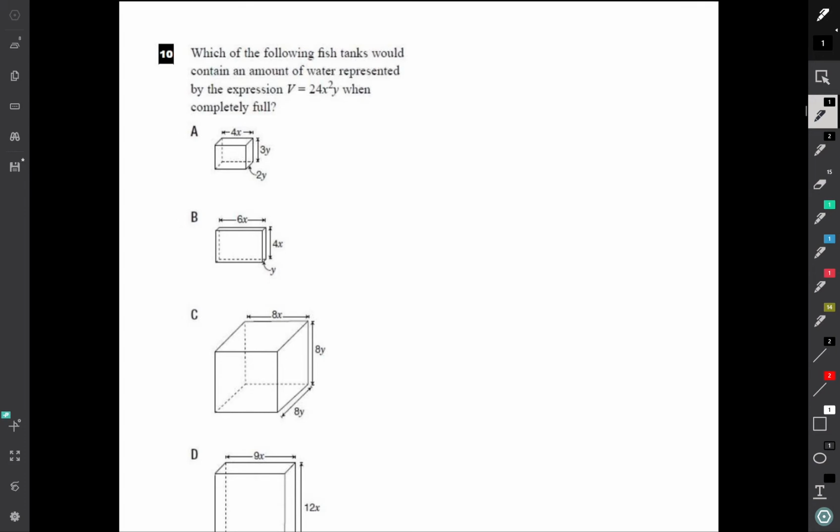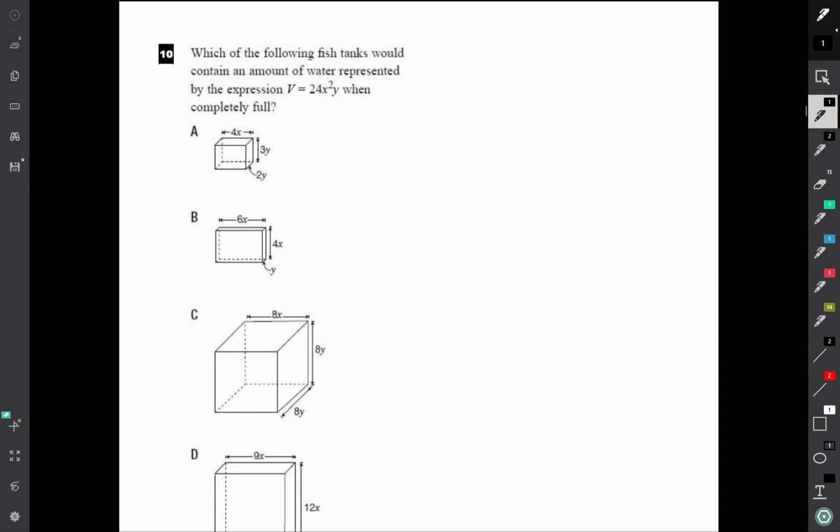Okay, hi everyone. We're back continuing our number sense and algebra review, and we are on question number 10, which says, which of the following fish tanks would contain an amount of water represented by the expression V equals 24x squared y when completely full?